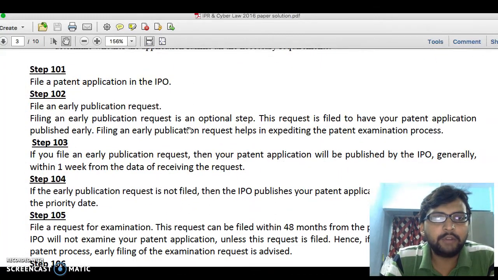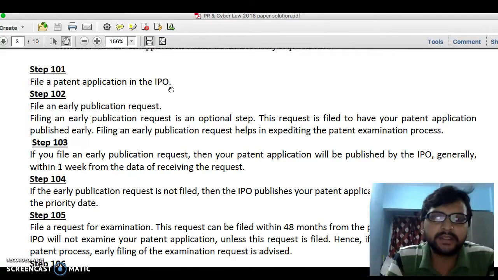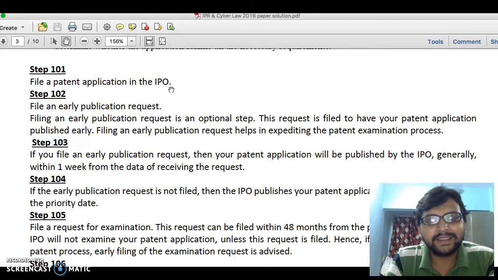So I've already provided the steps on how to file an application. As you can see, we file an application in the IPO. IPO stands for Indian Patent Office. Basically we have 4 IPO offices in India: one in Mumbai, Delhi, Chennai, and Kolkata. Mumbai is for the west part of India, Delhi for the north part, Kolkata for the east part, and Chennai for the south part. This way India is divided into 4 parts, and we have a total of 4 IPO offices.